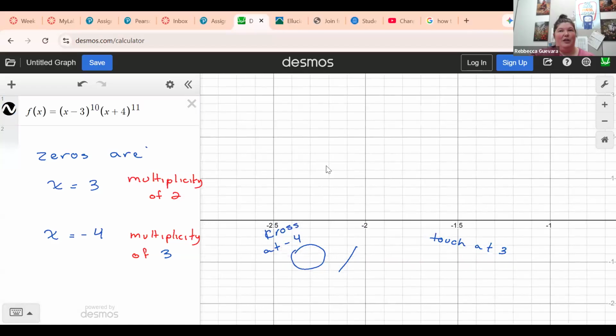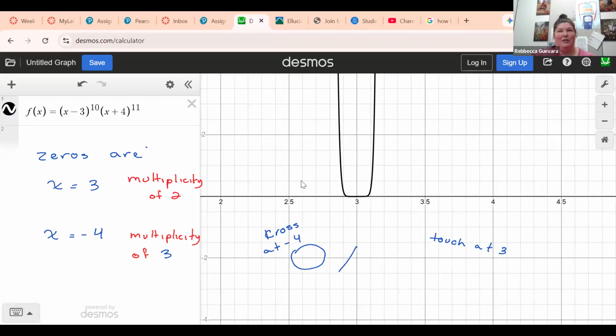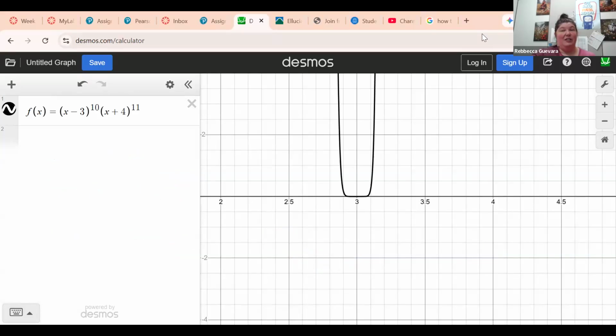So as you see, both of those with high multiplicities get really flat. As the multiplicity increases, your graph will flatten at those spots as well. But we can use this information to make rough sketches of our graph.